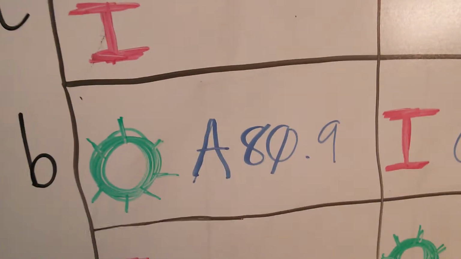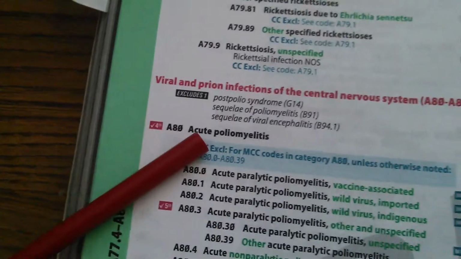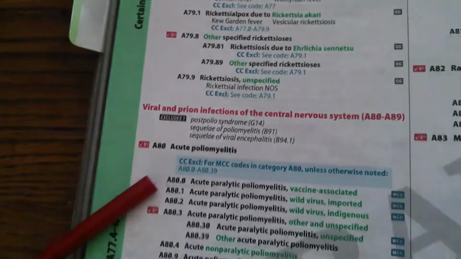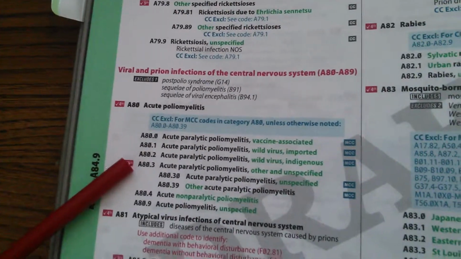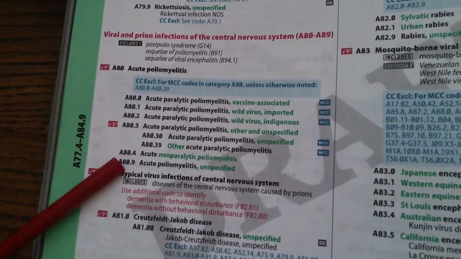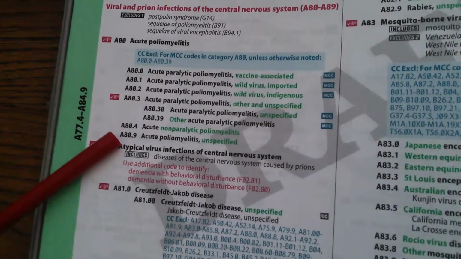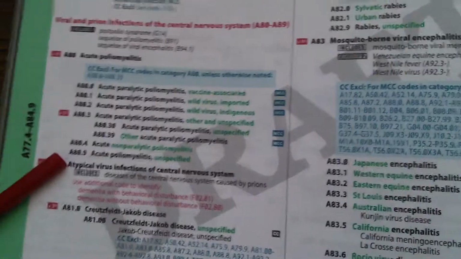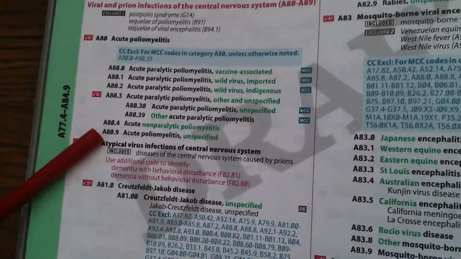Now we're going to find the code for the underlying disease, right? And what is the code for the underlying disease? A80.9, right? So let's look for A80.9 and see if that's the one for poliovirus, which is the one that we need. A80 is acute poliomyelitis. And we have all this list, and we go down to A80.9, acute poliomyelitis, unspecified. Which is the poliovirus, right?